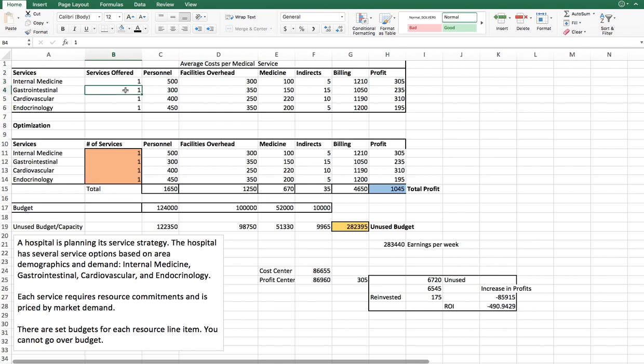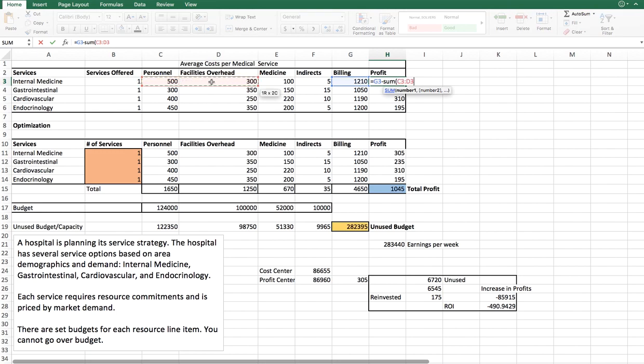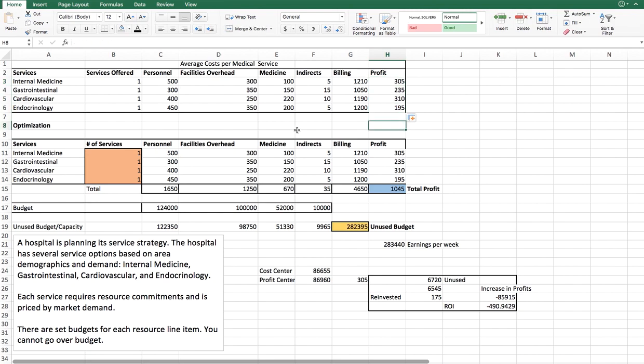On the other hand, each gastrointestinal service has a personnel cost of $300, facilities overheads of $350, medicine of $150, $15 for indirects, $10.50 billed, and therefore the profit is very straightforward. All you do is equal to the billing minus the sum of personnel, facilities, medicine, and indirects, and you find that. So you can easily pull that through and you get your numbers.